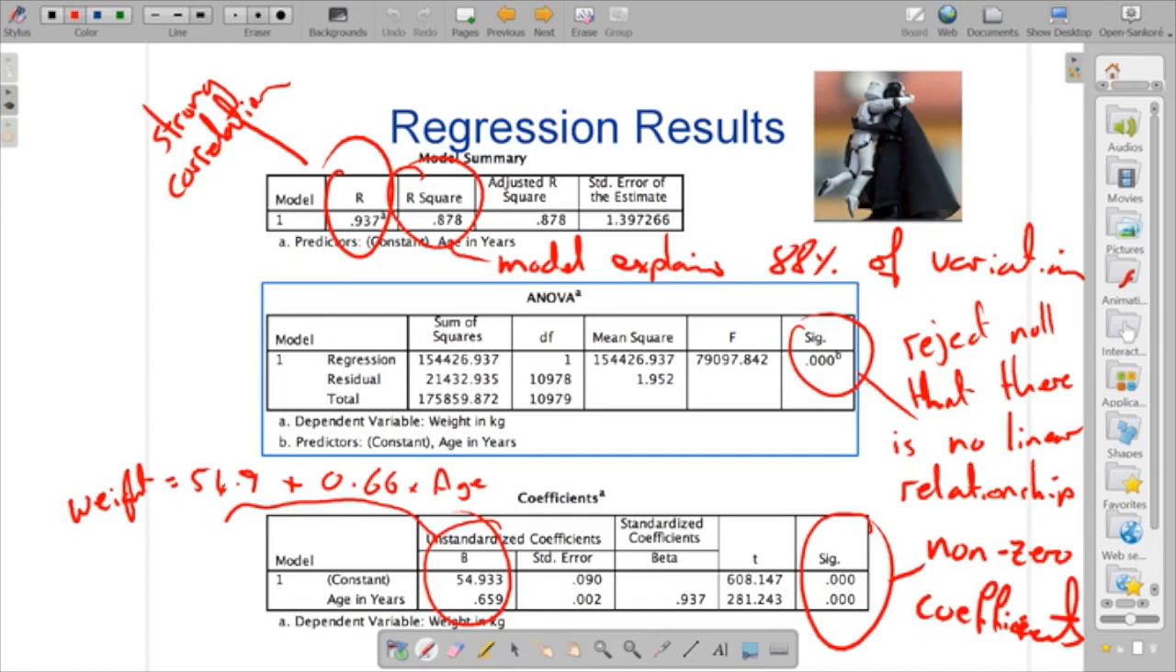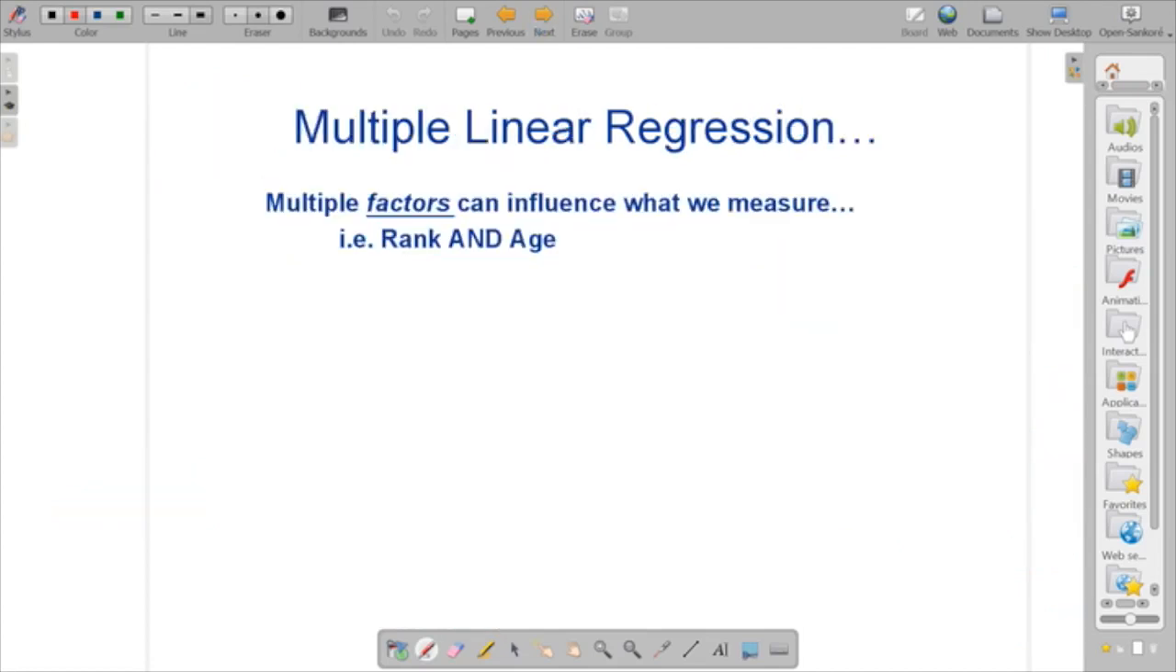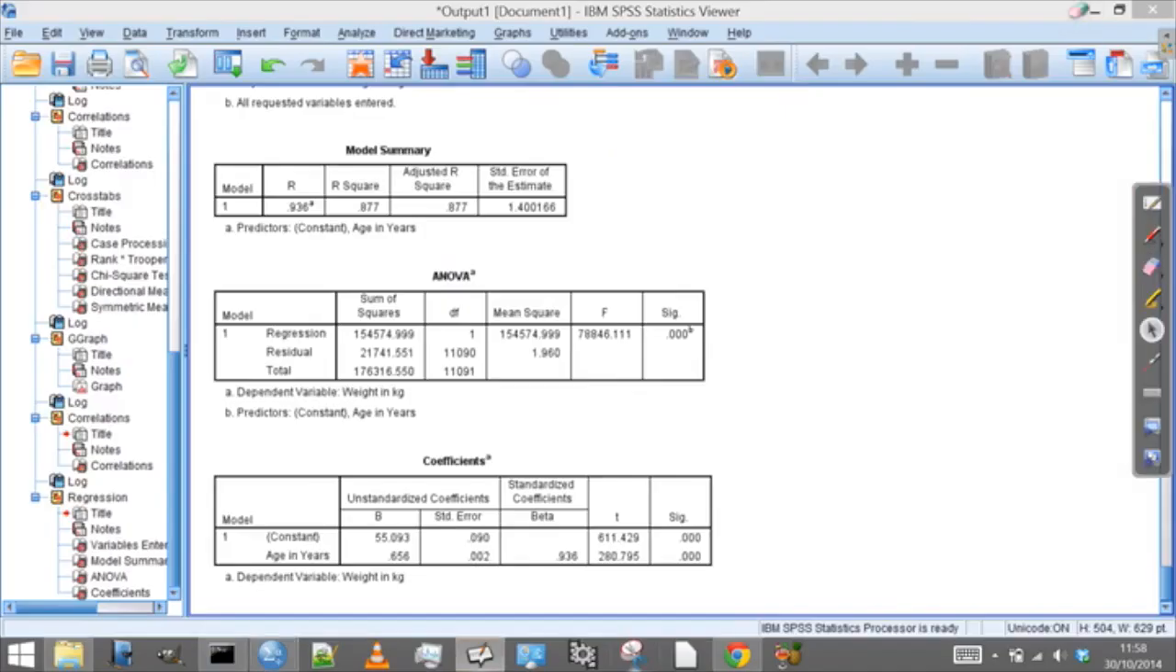So here we've said we're seeing variations in weight, and it looks like age explains 88% of that variation. Can I improve on that? Can I improve my R squared value? Can I improve the percentage of explanation of the variation in the data by incorporating other factors? And to do that, we might go to something like multiple linear regression. So in this case, for the sake of example, we're just going to dip into SPSS one last time and add in rank to our linear model.